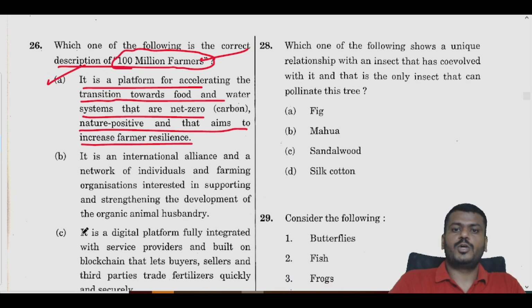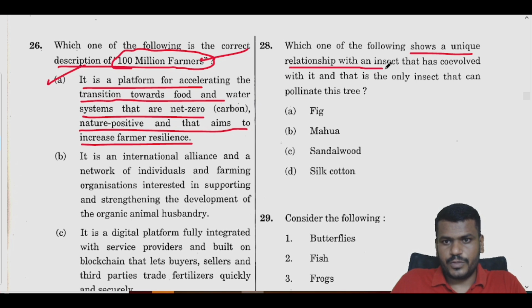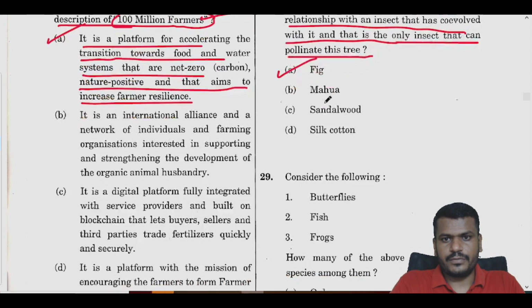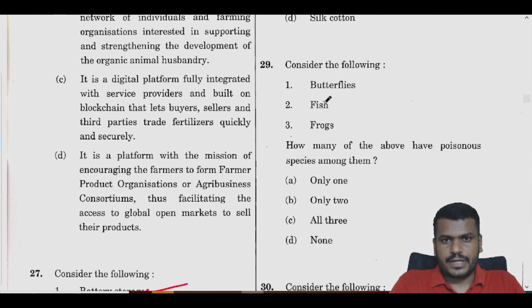Okay, 28th question. Which of the following shows a unique relationship with an insect that has co-evolved with it, and that is the only insect that can pollinate this tree? That is definitely fig. Okay, pollinated with this tree. That is correct, it is fig.